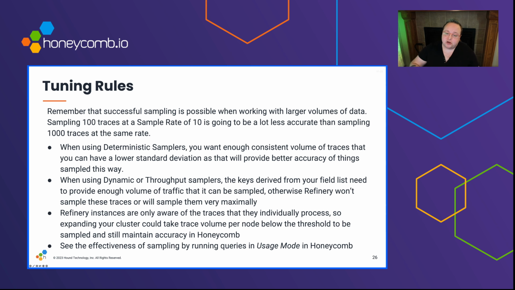Normal mode in Honeycomb takes into account the sample rate, and it does that second part of the process we saw in the beginning, where it divides by the percentage of your sampling rate to show you what the quote-unquote real volume of data is after sampling.